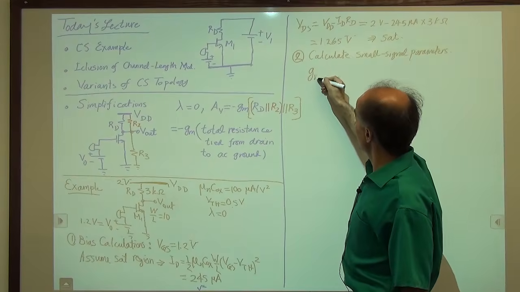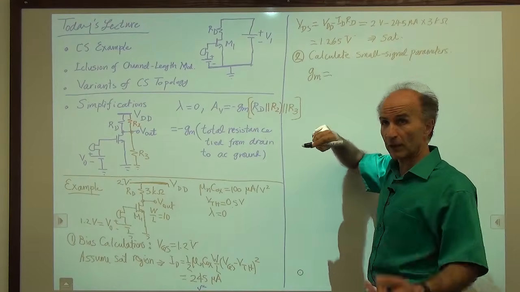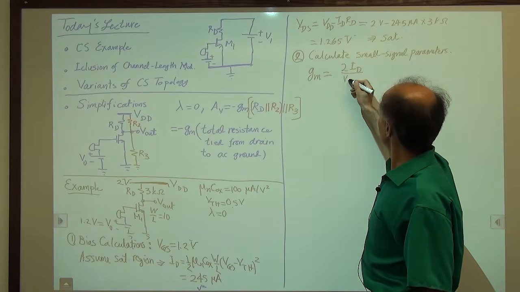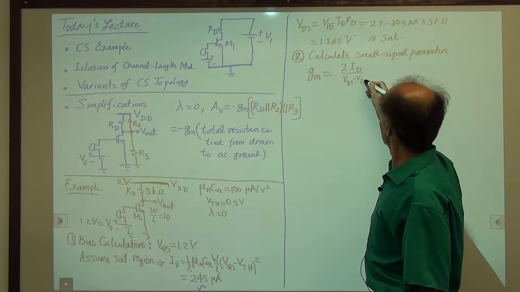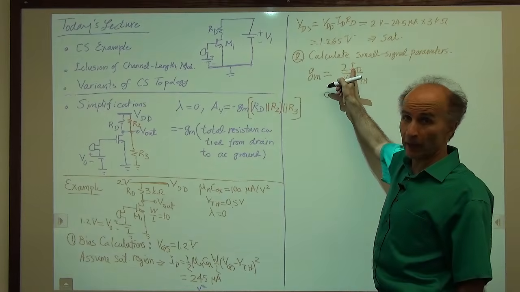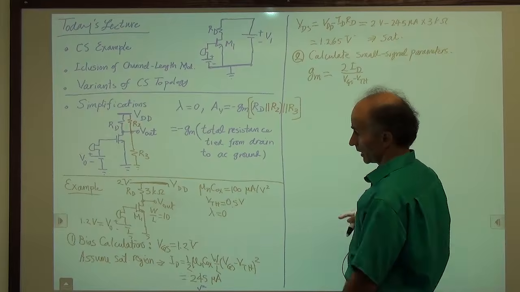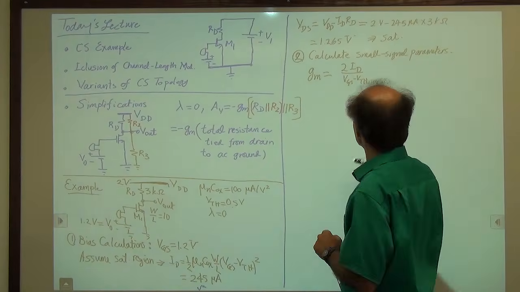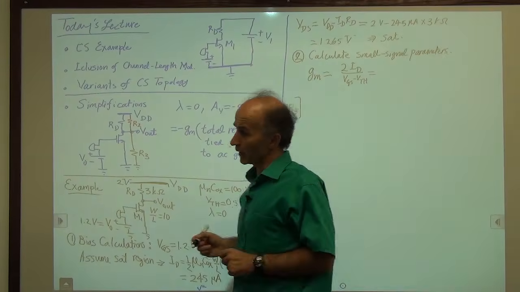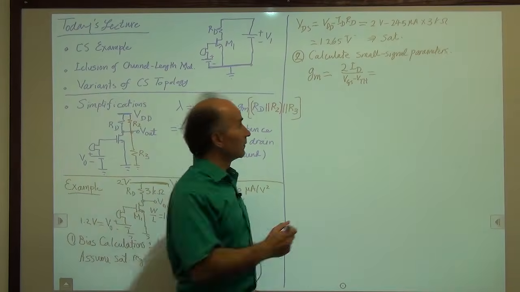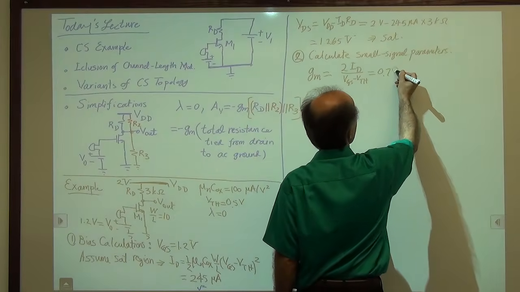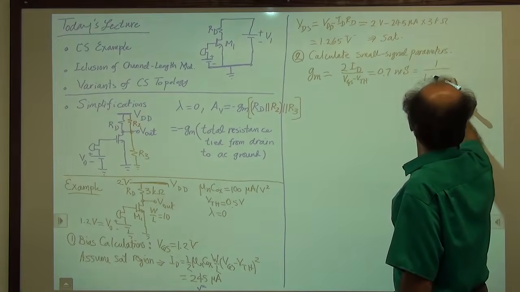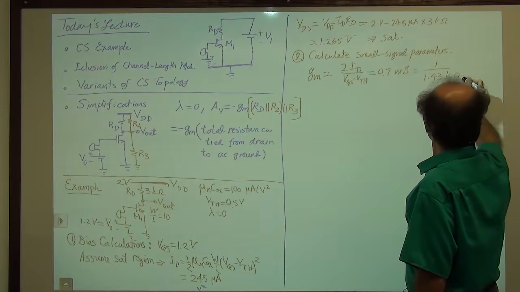So which equation do I use for GM? We have 3 of them. It doesn't matter. We can use any of the 3. I will use this one, 2ID over VGS minus VTH. ID is 245 microamps. VGS minus VTH is 1.2 volts minus 0.5, so 0.7 volts. And when we calculate that, GM is equal to 0.7 millisiemens, or 1 over 1.43 kilo ohms.